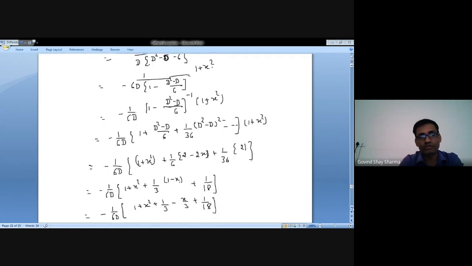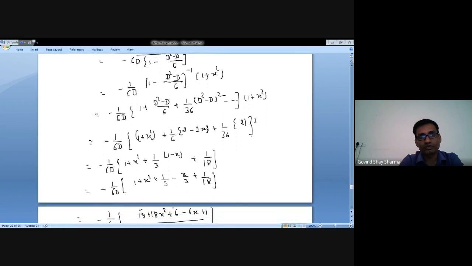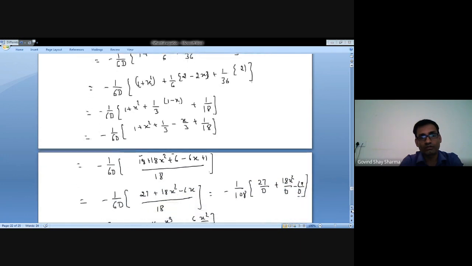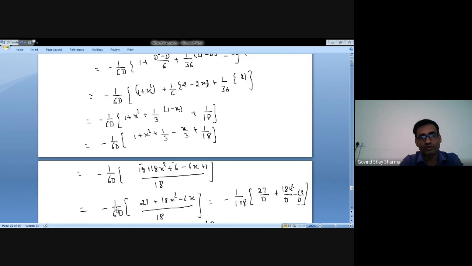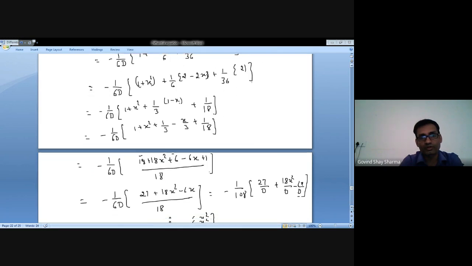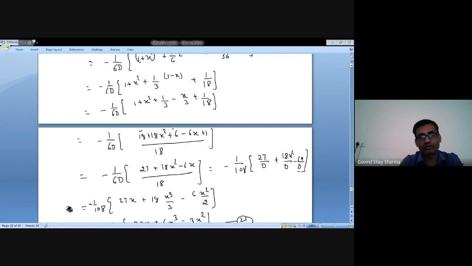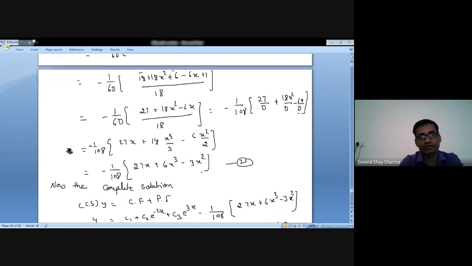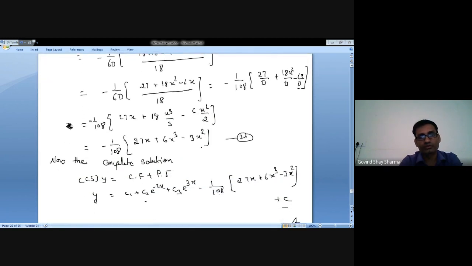So calculate it. Now this becomes, on the inside, 1 plus x square. D square means 2 times differentiation of 1 plus x square, so one time differentiation gives 2x. Now we solve this. After solving the expression, 1 upon D, we take it inside and 1 upon D is converted into integration. So we do the integration and get the complete solution. Okay students, this is a very good example.